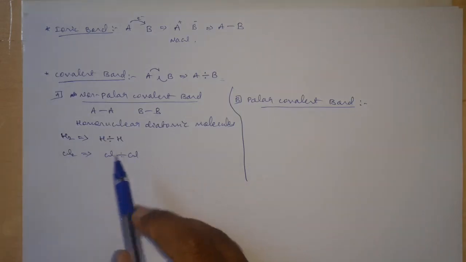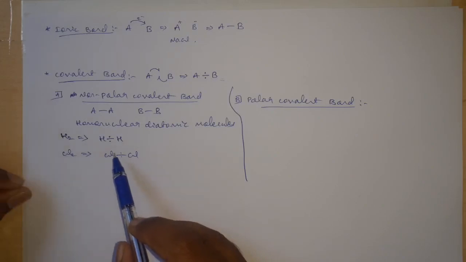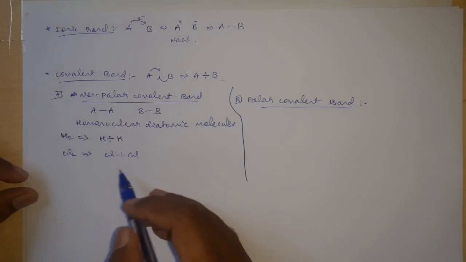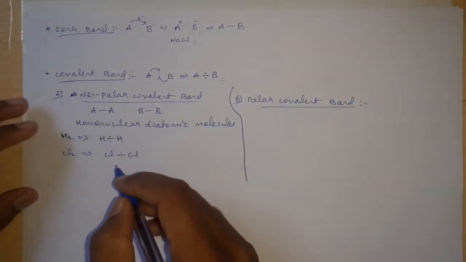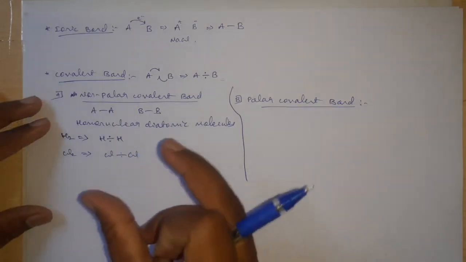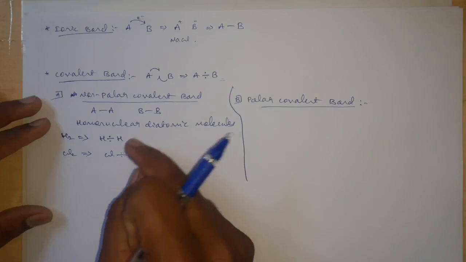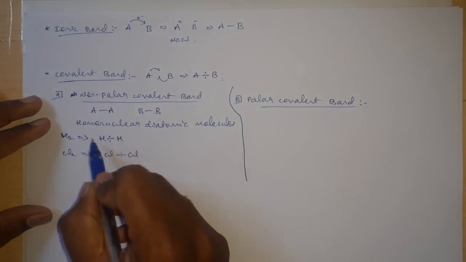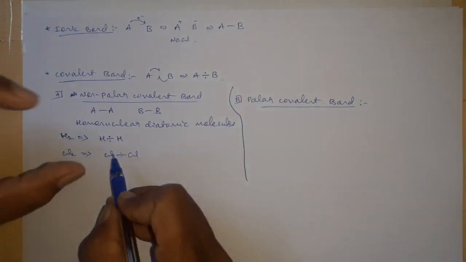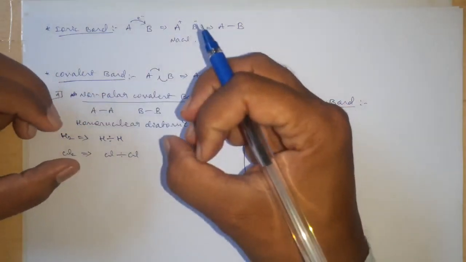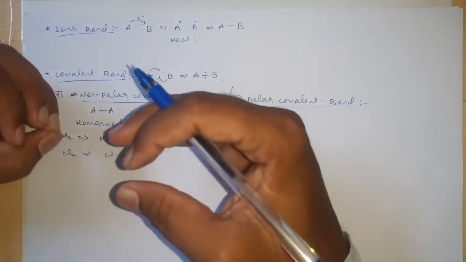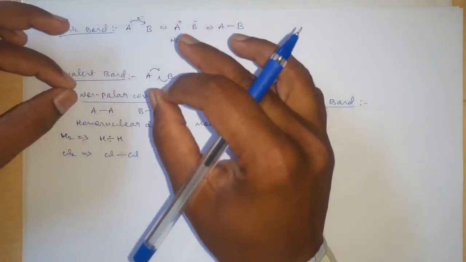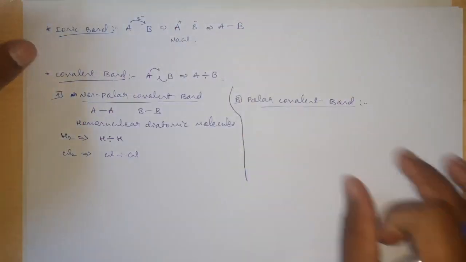Here also the bonded pair of electrons is present at exactly the central position of the bond, and these types of covalent bonds or molecules are called non-polar covalent molecules. Here both the combining atoms have the same electronegativity, meaning the same affinity for the electron pair. Therefore, this atom attracts the electron pair with the same amount of force as this atom. Therefore, the bonded pair of electrons remains at the center of the bond, and therefore these are called non-polar covalent bonds.